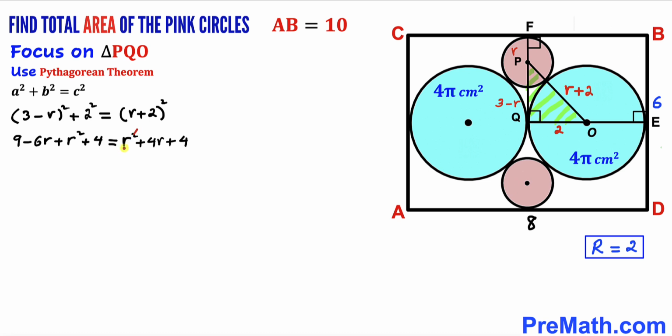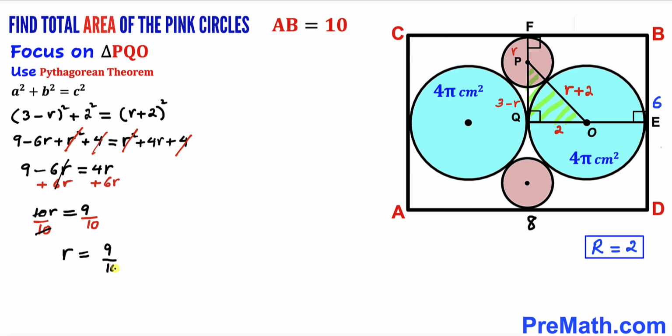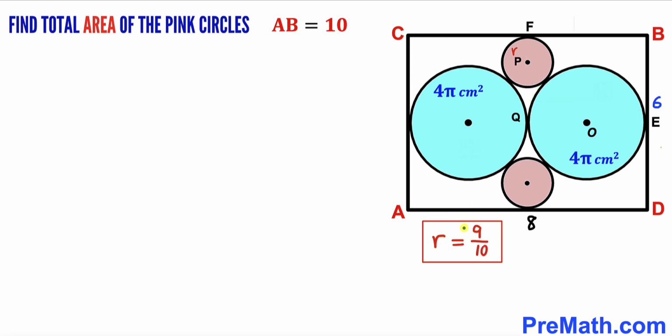And now we can see r square and r square, they are gone. And moreover, this 4 and 4 is gone as well. And now we are going to add 6 times r on both sides. This is gone. Let's divide both sides by 10 to isolate r. This 10 and 10 is gone. So therefore our lowercase r value turns out to be 9 divided by 10 centimeter. So therefore the radius of this pink circle turns out to be 9 divided by 10.